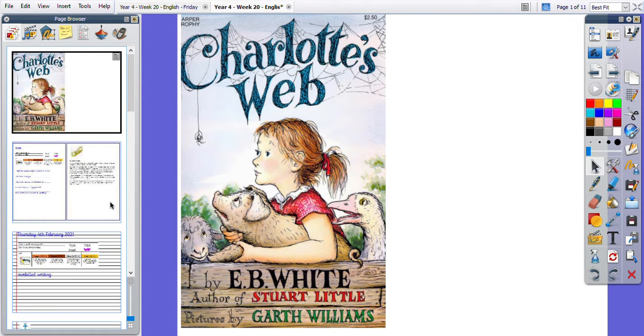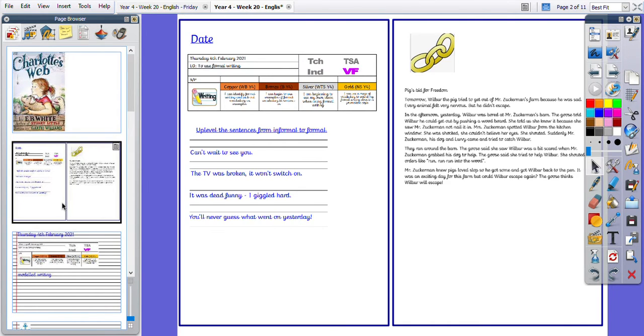Good morning, Year 4. Our English today, we are looking at formal and informal language. So, your book will look something like this by the end of the lesson.